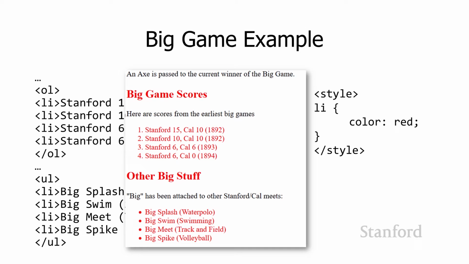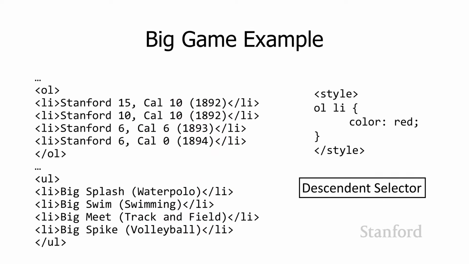What if I want only some of those list items to appear in red? What if I only want the items in the ordered list to appear in red and not the ones in the unordered list? Well, I can use a descendant selector for that. And so what I say is this will apply to all list items that are inside of an ordered list.